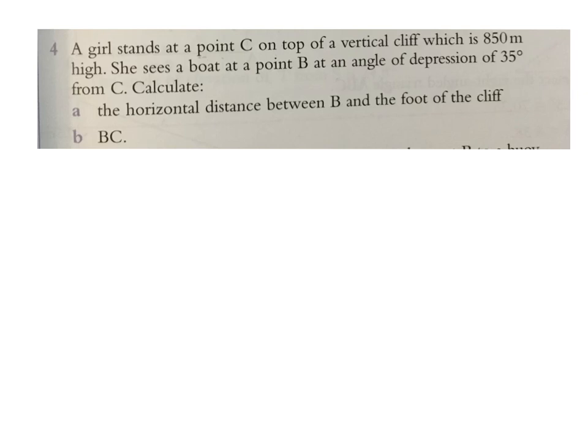A girl stands at a point C on top of a vertical cliff which is 850 metres high. So we mark 850 and the girl is at C, top of the cliff. She sees a boat at a point B at an angle of depression of 35 degrees from C. So the boat's going to be along here, which is the sea. Here we've got the sea, here we've got the cliff, and the boat's going to be down here somewhere.